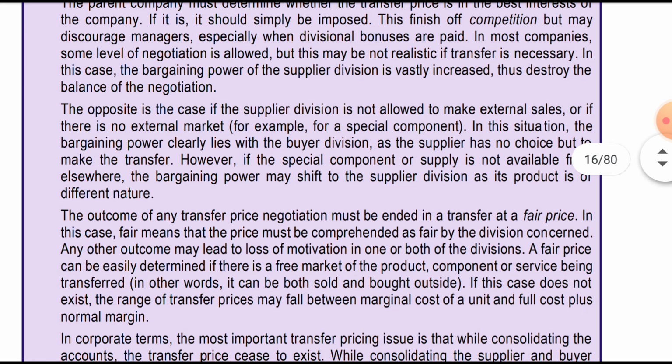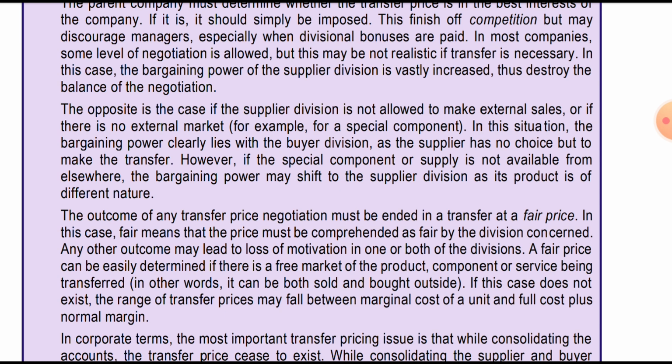If the power is just laid on one side, we can say that if the supplier charges their own price, it will destroy the balance of the negotiation, and it will affect the company as a whole.